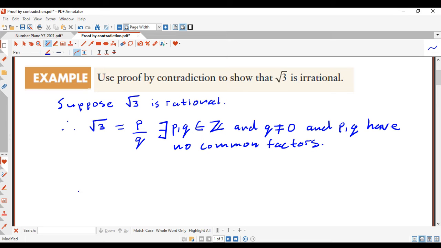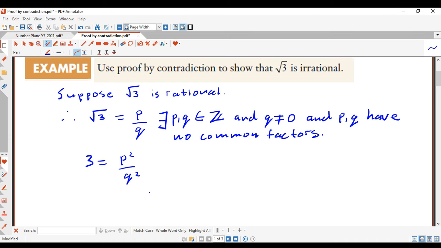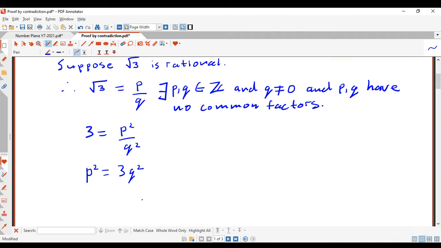Okay, now, if root 3 equals P on Q, I'm going to square both sides. That's going to give me 3 is equal to P squared over Q squared. Okay. Now, what I can do then is write this as P squared is equal to 3Q squared. All right, just by rearranging. And then you could write P squared divided by 3 is equal to Q squared.